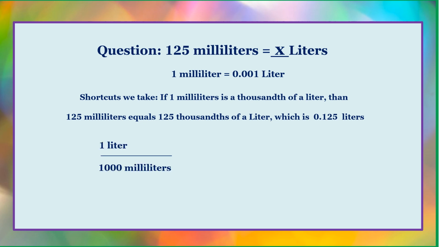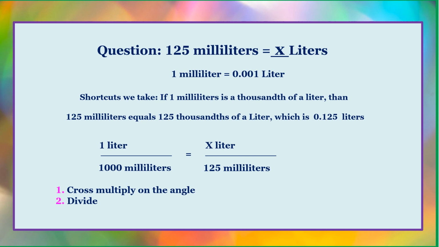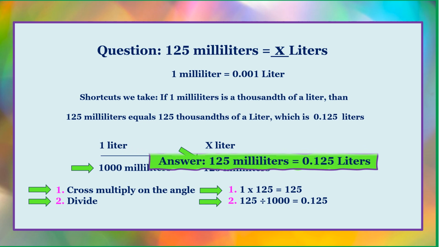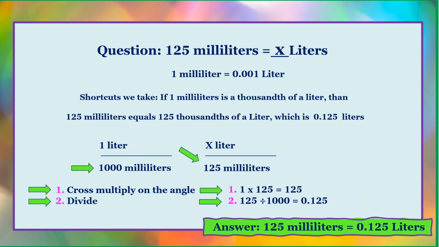You can do the formula as 1 liter is to 1,000 milliliters, what X liters is to 125 milliliters. Do your cross multiply on an angle, which is going to be 1 liter times 125 milliliters, which gives you 125. You would divide that by the 1,000 milliliters, so 125 divided by 1,000 gives you 0.125 liters.